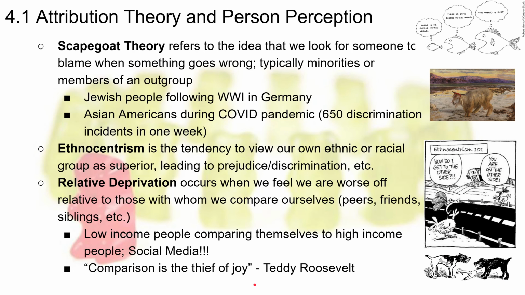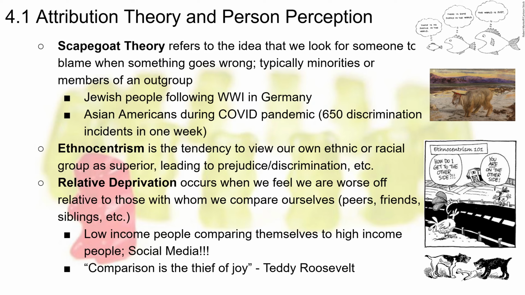Additionally, like I said, the self-fulfilling prophecy is a part of this as well. If people believe that members of a certain gender or race are going to act a certain way because of the stereotypes they have, you're more likely to see those things happen or maybe help cause those things to happen. Another thing related to that is the idea of the scapegoat theory.